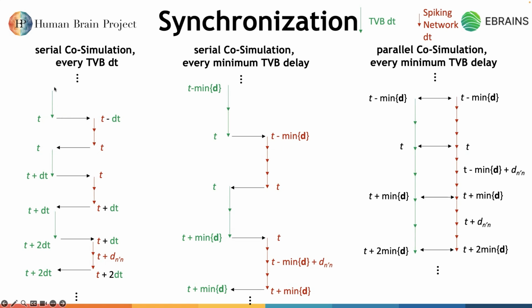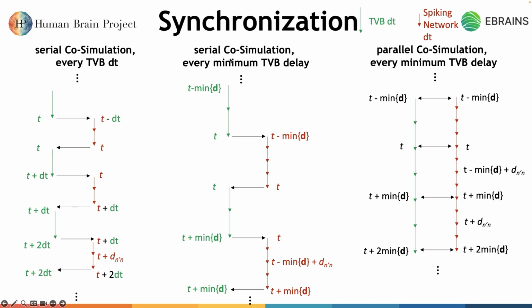And yeah, so we simulate TVB one step, we simulate the spiking network for one step, which is actually two, etc., and we exchange data. But this obviously needs a lot of instances of synchronization, and it can get very slow.